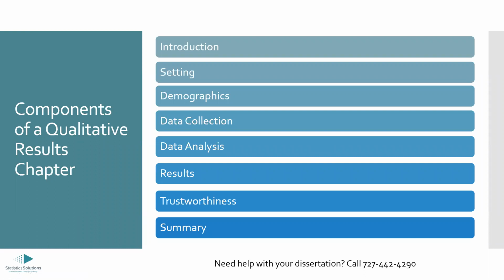So you'll begin with an introduction, just like every other chapter. Here you'll talk a little bit about the setting for your research, participant demographics, how you collected data, and how you analyzed data. The bulk of this chapter is the results section. At a minimum, this is what needs to be included in the chapter. Depending on your institution, I've worked with clients in the past at schools in Europe and in the UK, and they're very different, and the results are really the only section that goes into this chapter. And so that might be you. Again, that's why I say just make sure that you know for your institution what needs to be included. And then you'll include a section on issues of trustworthiness and a summary.